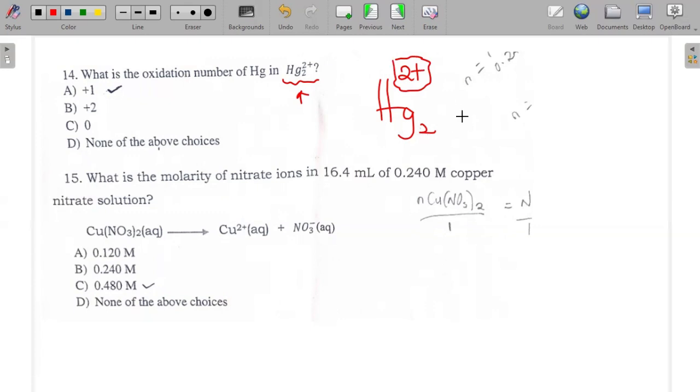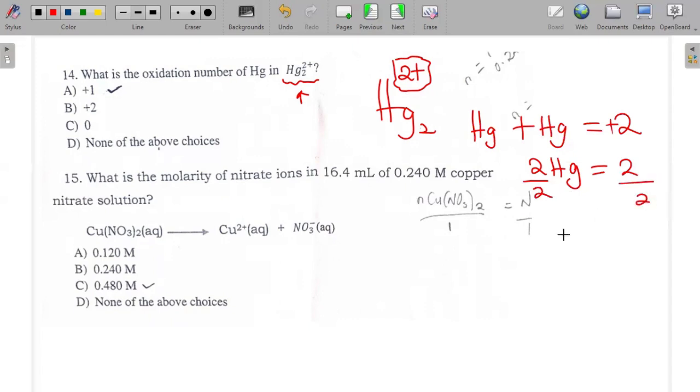So here we have 2 mercury. We have Hg plus Hg. These should give you 2, which is the positive 2 charge here. So when I add them, 2 Hg is equal to 2. Meaning the oxidation number of Hg will just be plus 1. Plus 1, 1 plus 1 is going to give me 2. So the oxidation number of this mercury here is just going to be plus 1. So we are going to pick A as our best option here. That is the answer there.